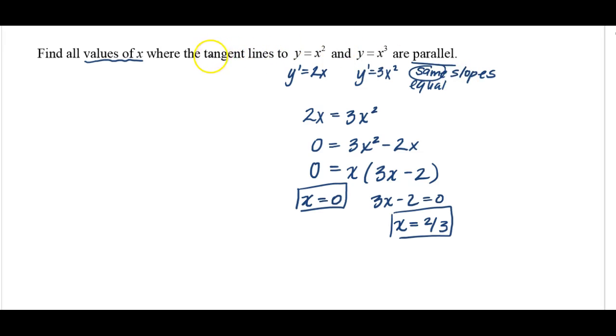Tangent lines, we should automatically be thinking derivatives, and especially since we care about slopes of tangent lines, we should definitely be thinking derivatives, and parallel means the same or equal. So we take the derivative of each function, set it equal to each other, and then use our strategies from previous classes to solve our quadratic equation.